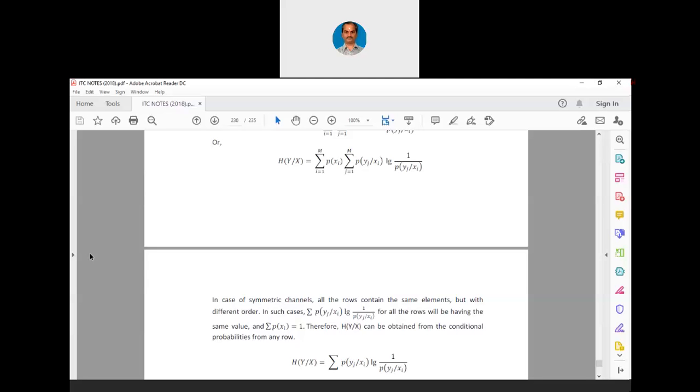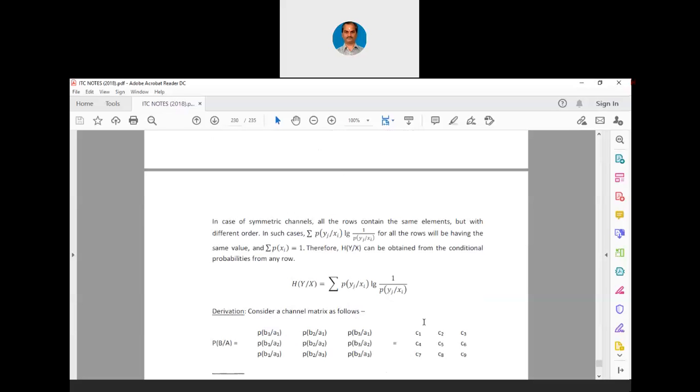R is equal to Rs into H, where R should be less than or equal to C. C is now dependent on H of Y/X. So, ultimately we have to limit Rs only, small rs only we have to limit in order to have error detection and error correction. So, you can compare them now. H of Y/X can be obtained from the conditional probability from any row for that matter. That way our work is becoming easy only in the case of symmetric channels.